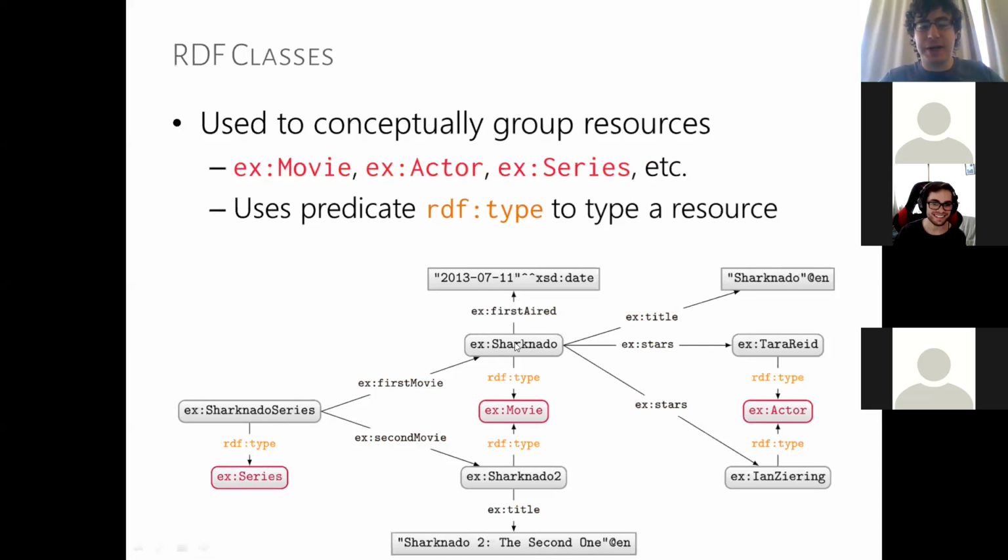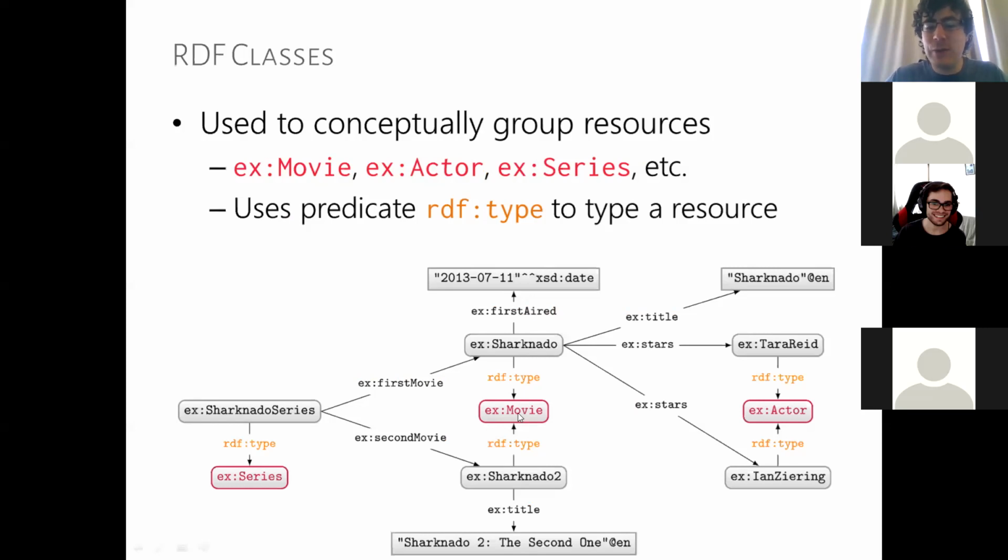So, for example, Sharknado type movie. These two types of terms are quite general, and they offer a way to understand the structure of the data. So we can, for example, define properties and classes for a given domain, and publish that online, and we can share that with other people and hope that they use similar properties and classes. And the result will be graphs that are somehow interoperable or compatible with each other.